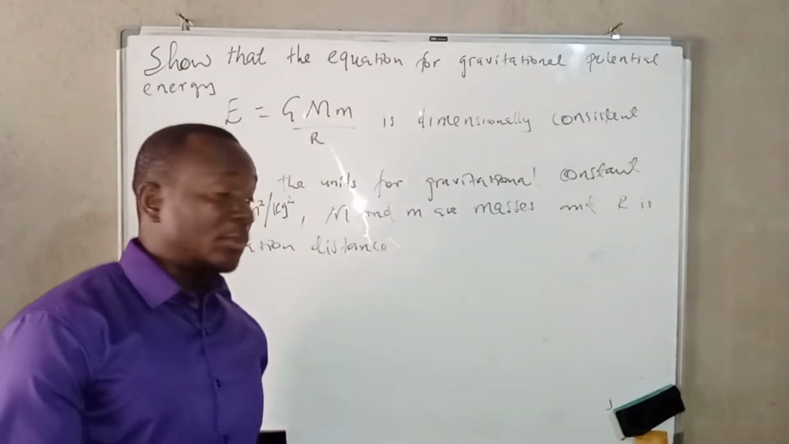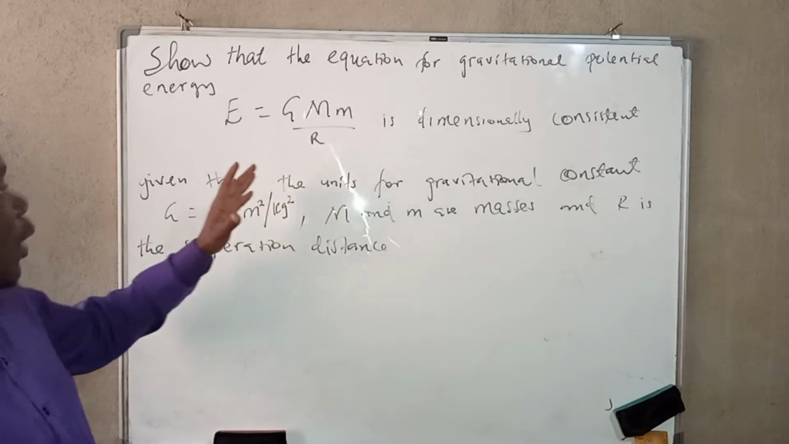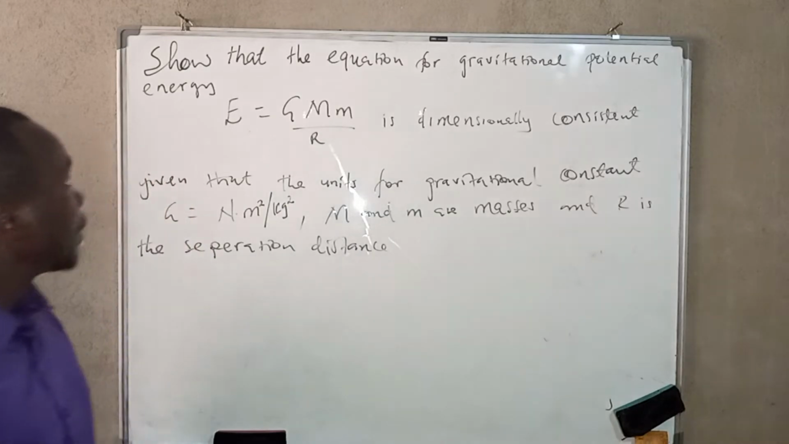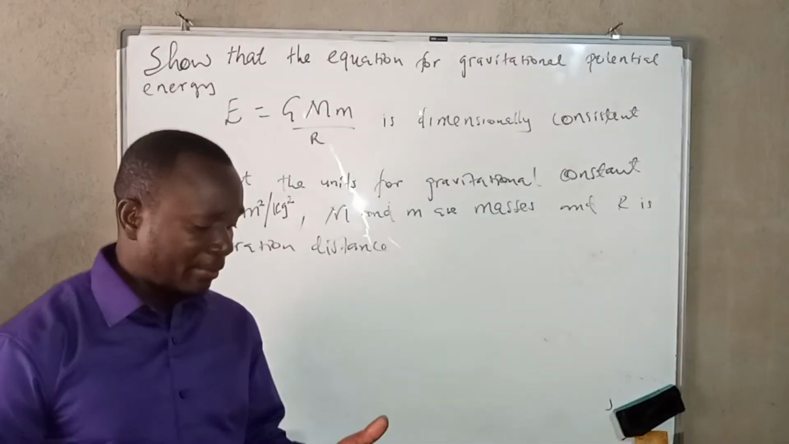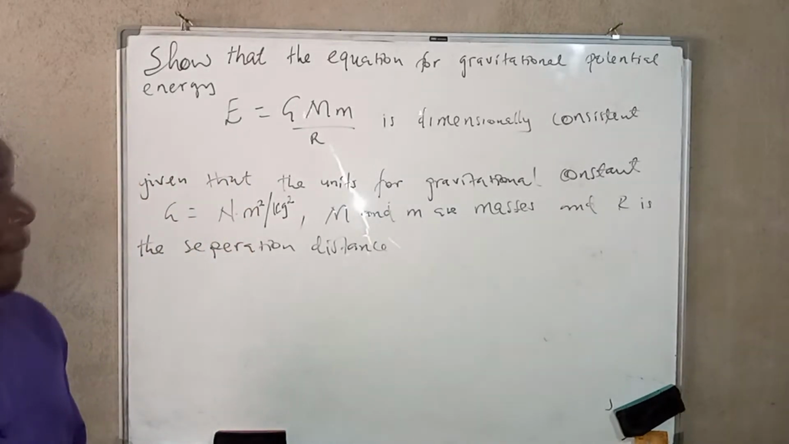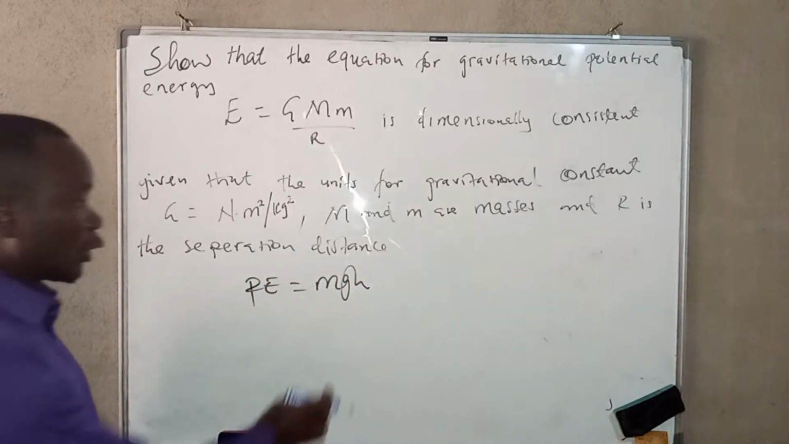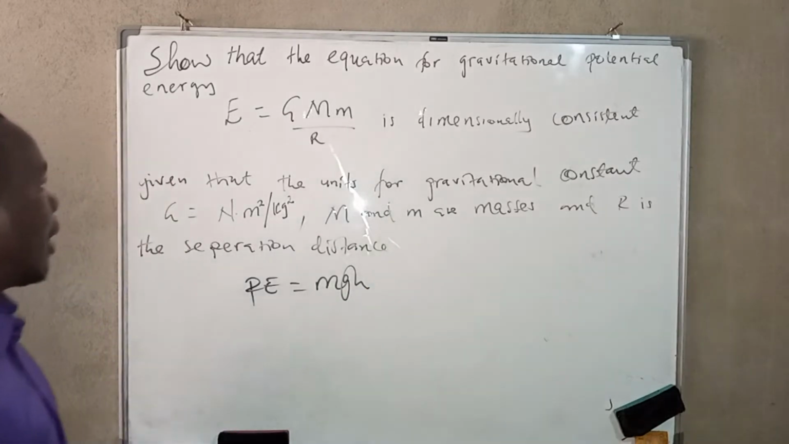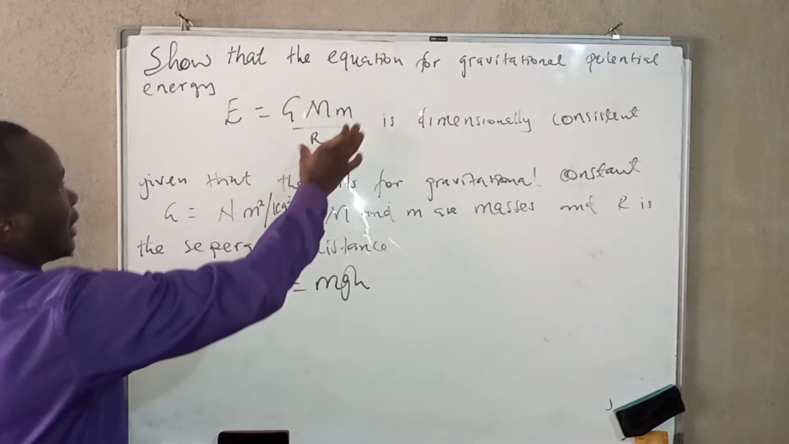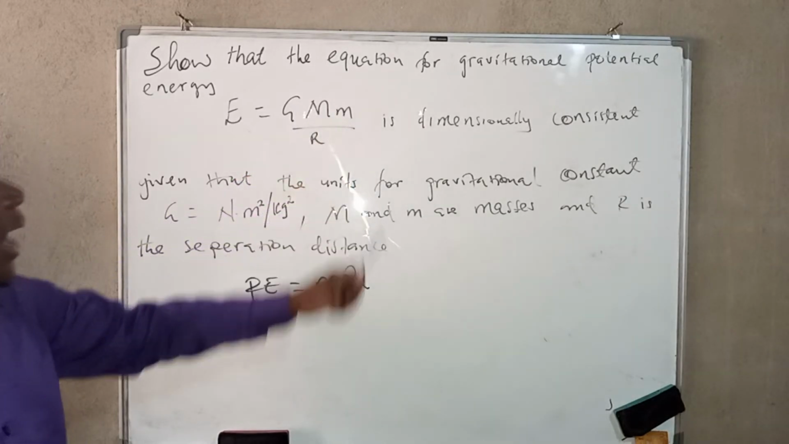So this is the question that we're going to answer in this video. We need to show that the equation for this is dimensionally consistent. Here, we are talking about potential energy. By definition, potential energy is the energy possessed by an object due to its position. Potential energy is equal to mgh, mass times gravitational field strength times height. And we have been given that gravitational potential energy is G M m over r.